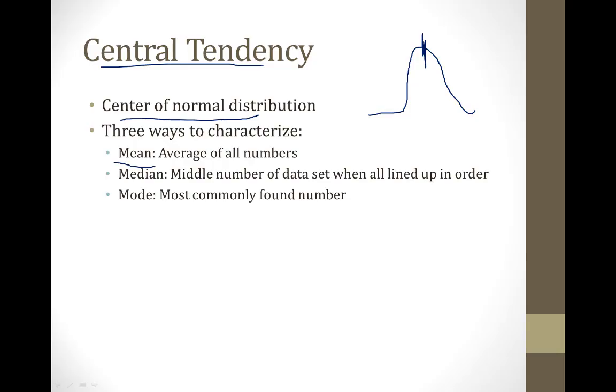The first is the mean, which is the average of all the numbers. The second is the median, which is the middle number of the data set when they're all lined up in order. And the third is the mode. It's the most commonly found number. And we'll talk about all three of these now.